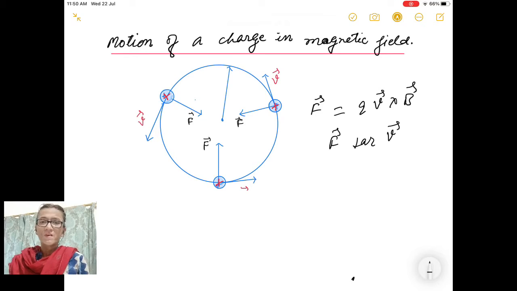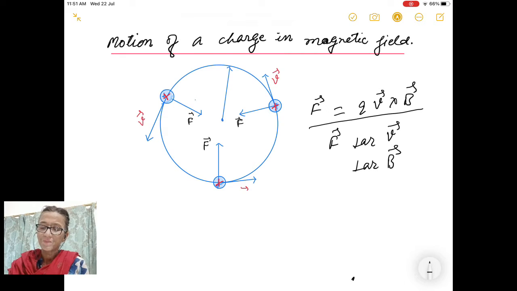Hi, so today we are going to learn the motion of a charge in a magnetic field. When a charge moves in a magnetic field, it is acted upon by a force called the Lorentz force, and the force is given by the equation F = qv × B. So the force is perpendicular to both velocity and magnetic field. And this force is unlike the electrostatic force.